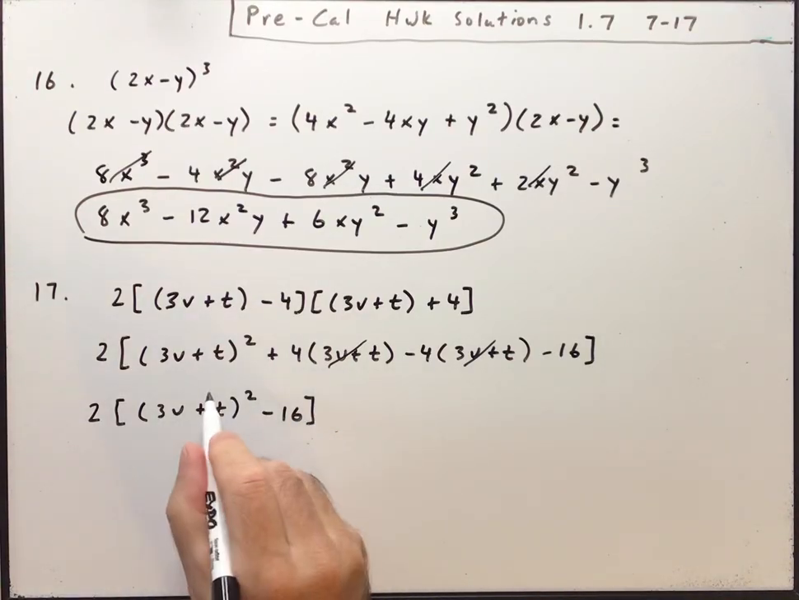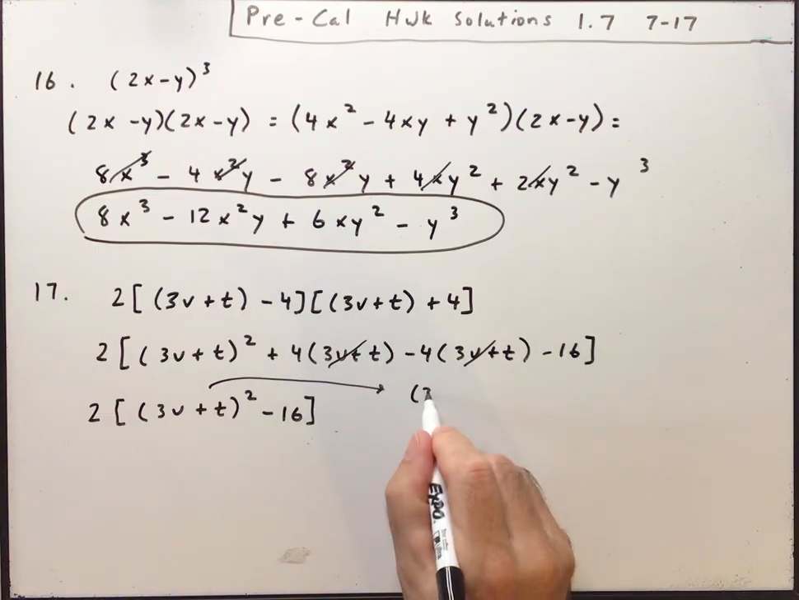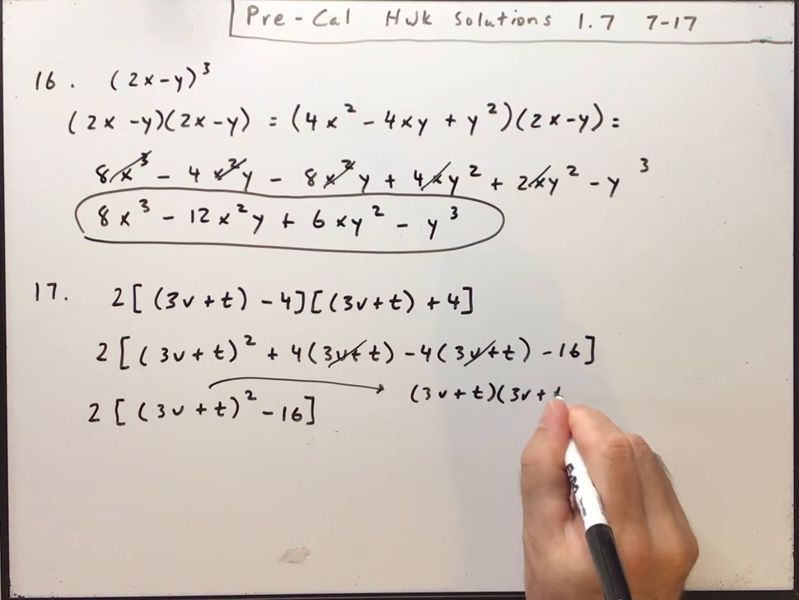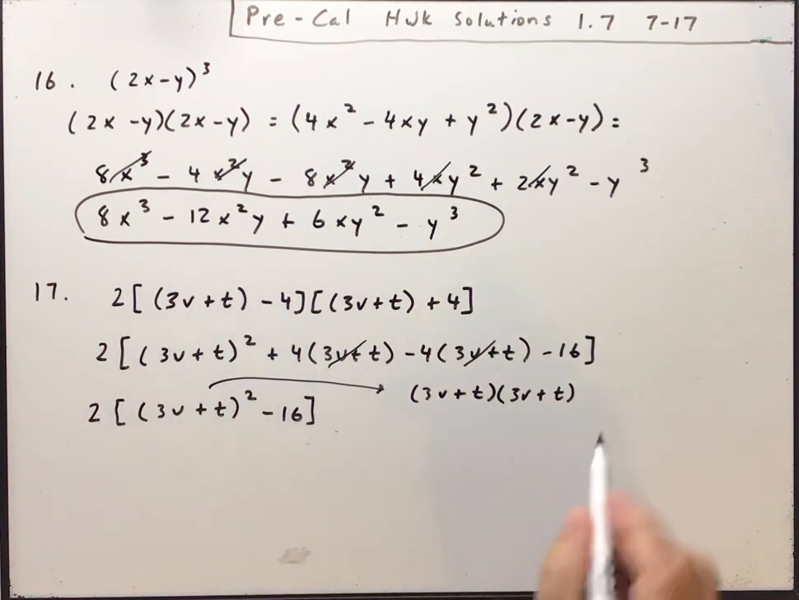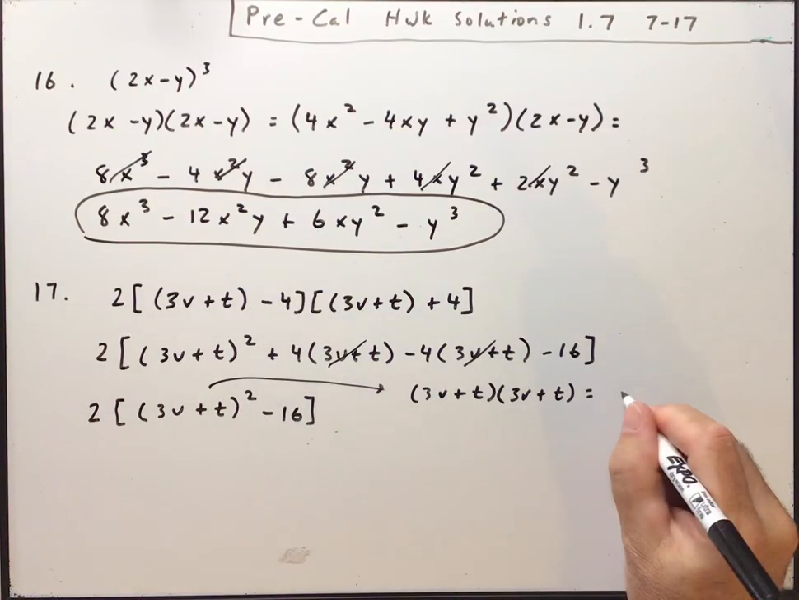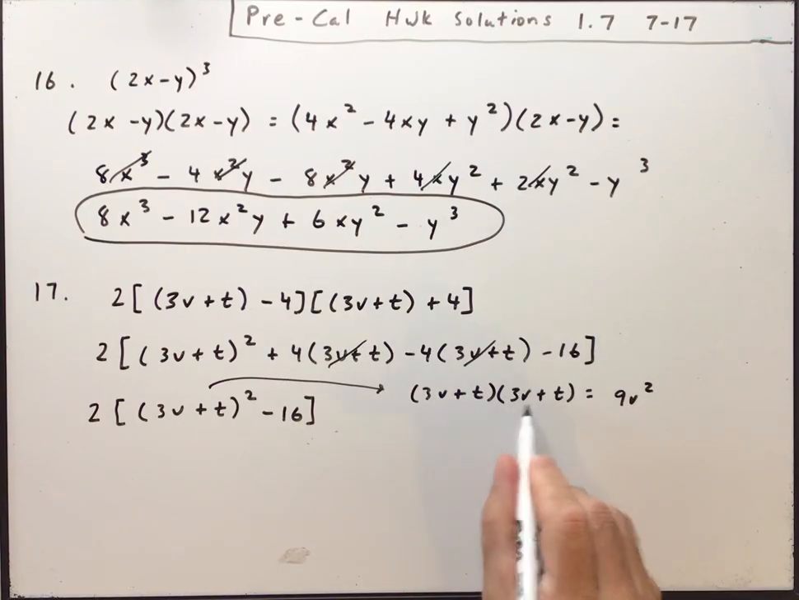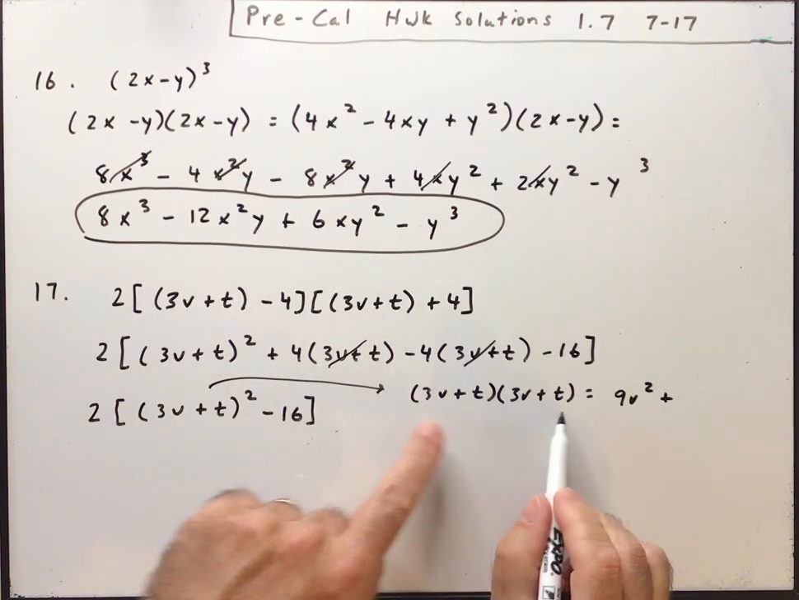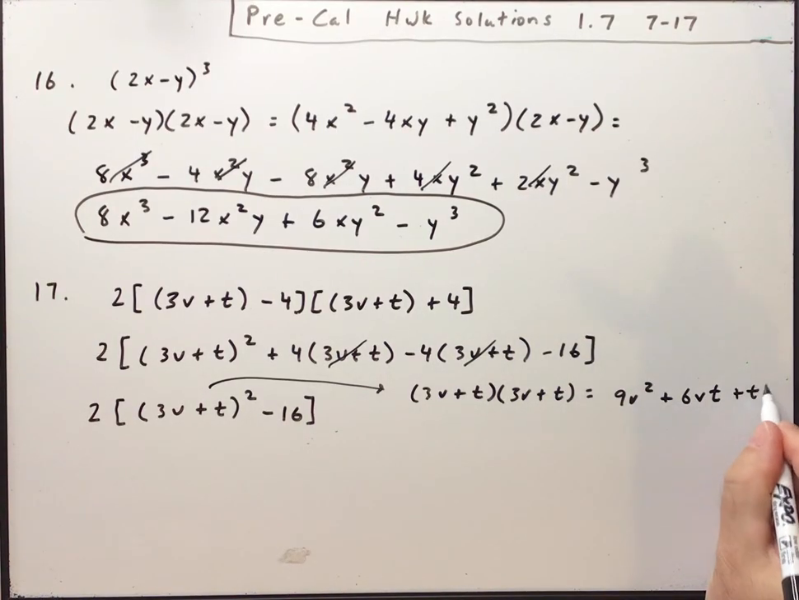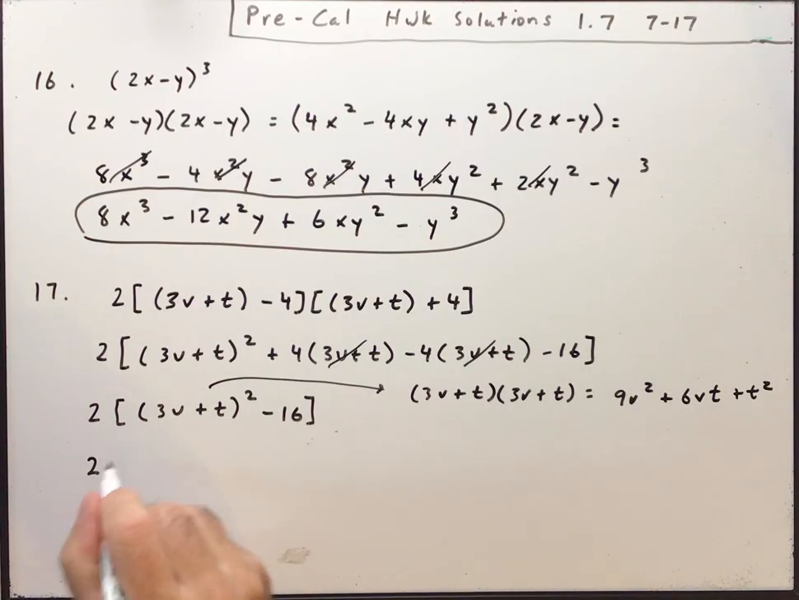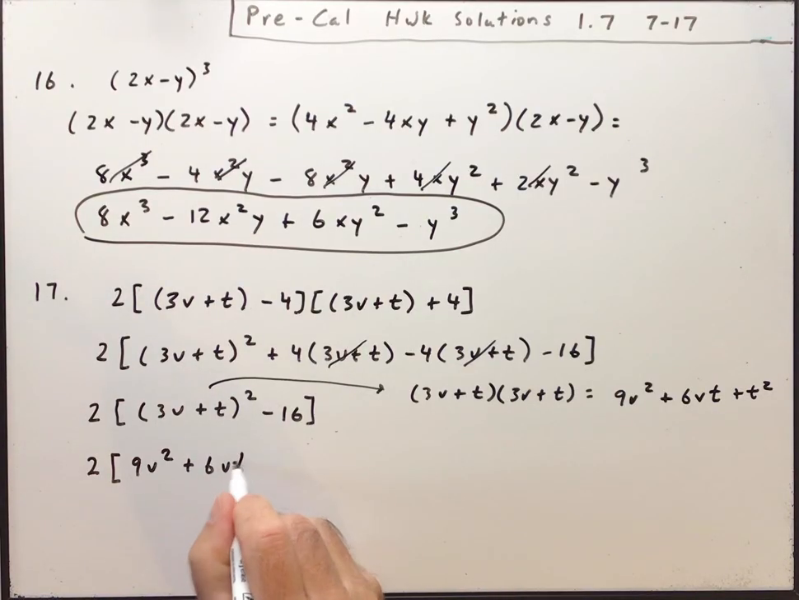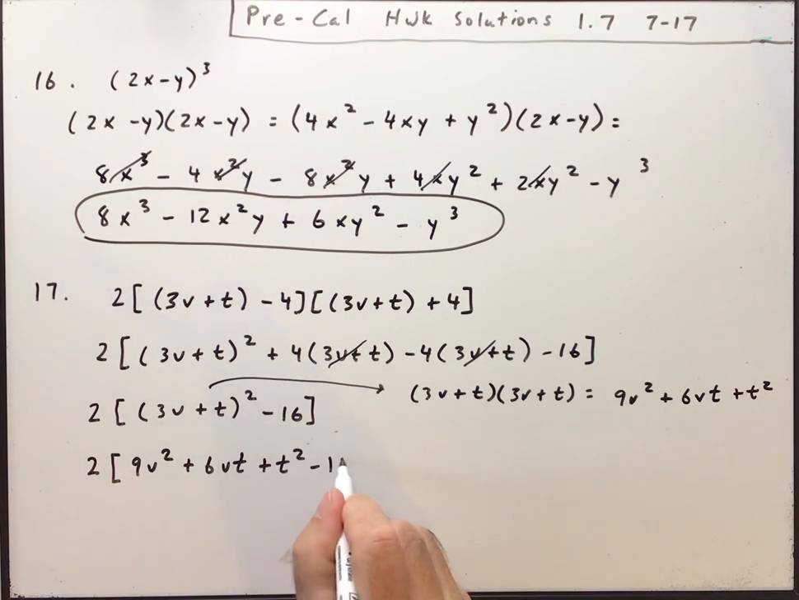So now I'm going to go ahead and FOIL this out. 3v plus t times 3v plus t. Now you could have done that earlier, FOIL it out and get all of that. But so here this would be 9v squared plus 3vt plus another 3vt, so plus 6vt, and then plus t squared. So I'm going to rewrite this as 2 times 9v squared plus 6vt plus t squared minus 16.